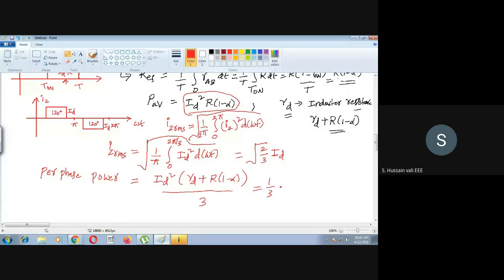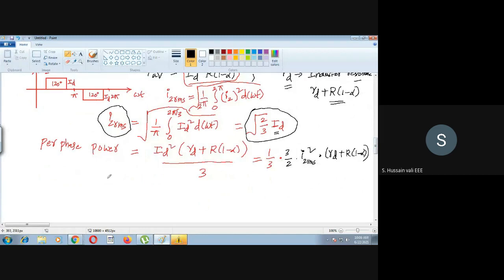Now if you see this equation, I2 RMS is equal to square root of 2 by 3 ID, then from this we can find out ID. What is ID from this? Square root of 3 by 2 into I2 RMS. When we square both sides, you will get 3 by 2 into I2 RMS square, into RD plus R into 1 minus alpha. Then the 3 will get cancelled. So what is the per phase power you will get here?